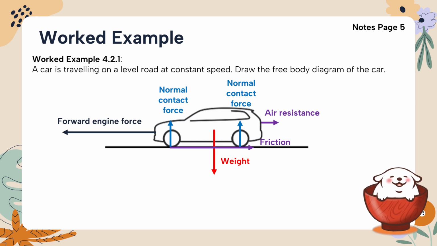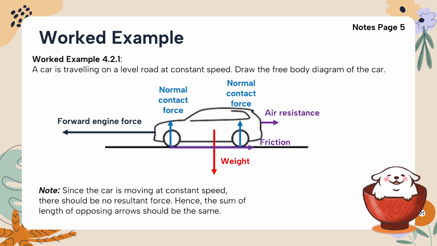Okay, and the very last point of this video is that since the car is moving at constant speed, there should be no resultant force due to Newton's first law, which states that an object that remains at rest or at constant velocity should have no resultant force acting on it. Hence, since the magnitude of vectors are represented by the length of the arrows, the sum of the opposing arrows should be the same.